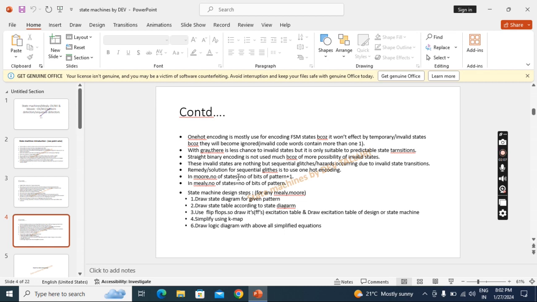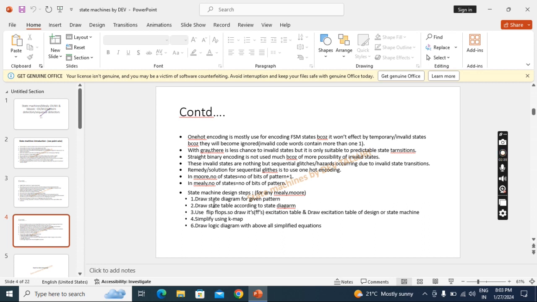In sequential circuits, the solution to avoid these glitches in state machines is one hot encode. If you take a Moore type state machine, either overlap or non-overlap, the number of states will be equal to the number of bits of pattern plus 1, n plus 1. But in Mealy, the number of bits of pattern and the number of states are the same. It will be n.